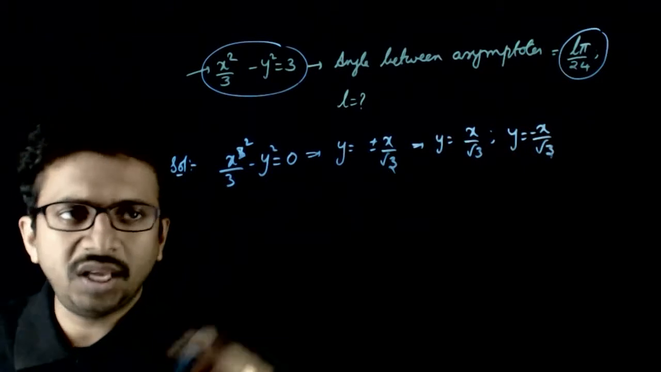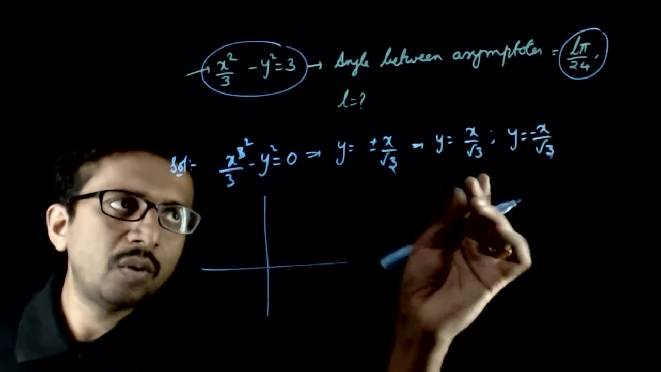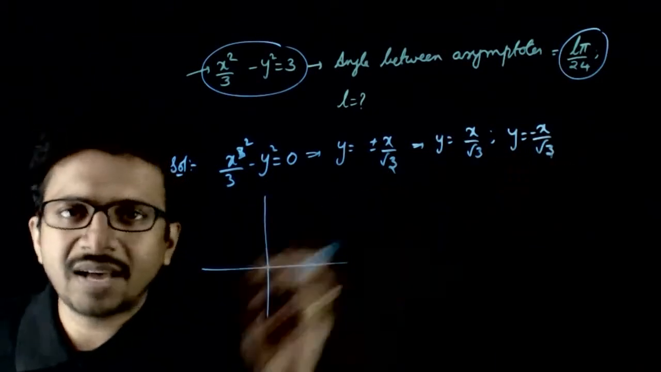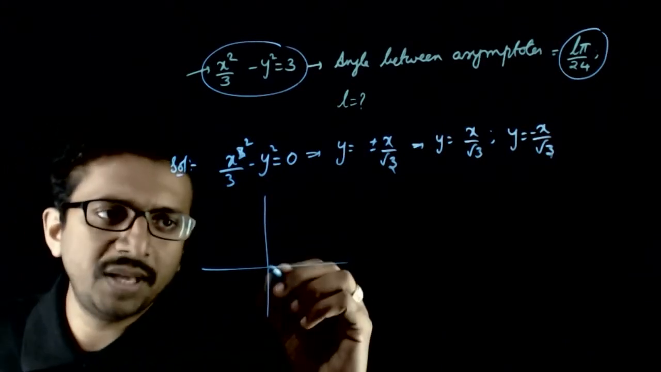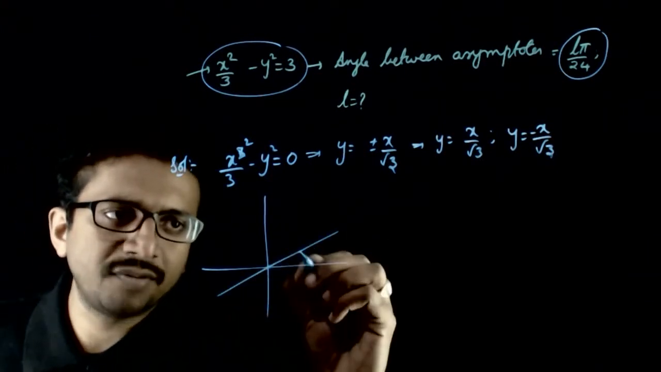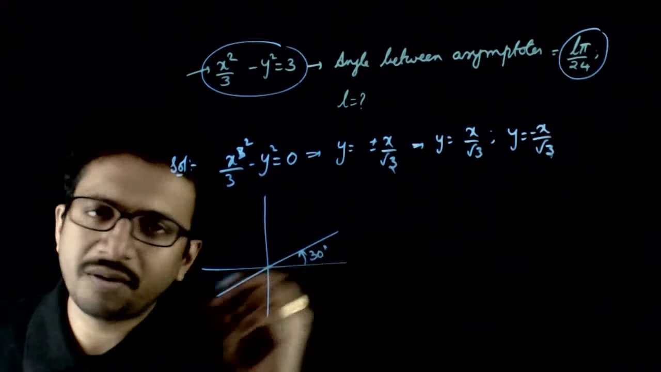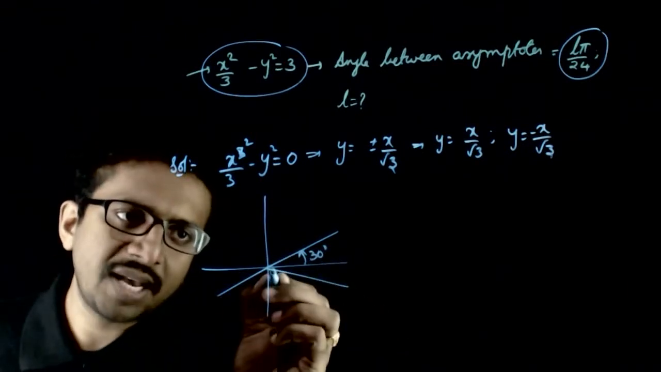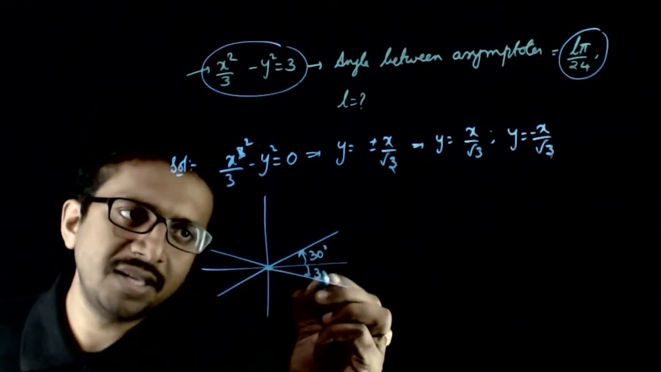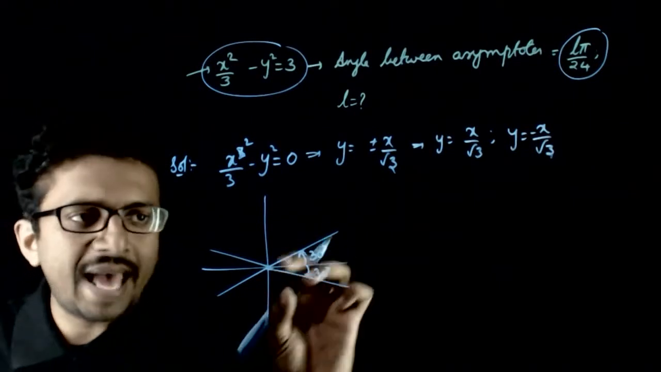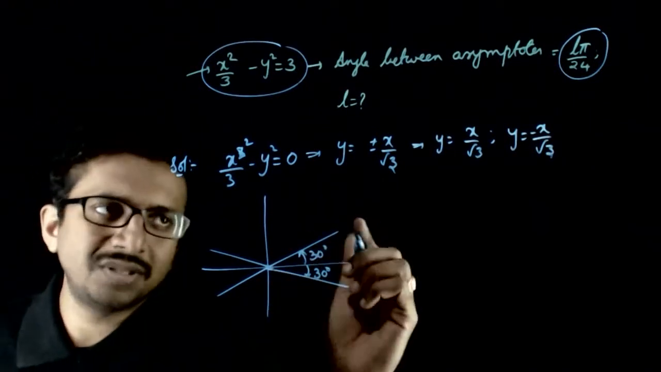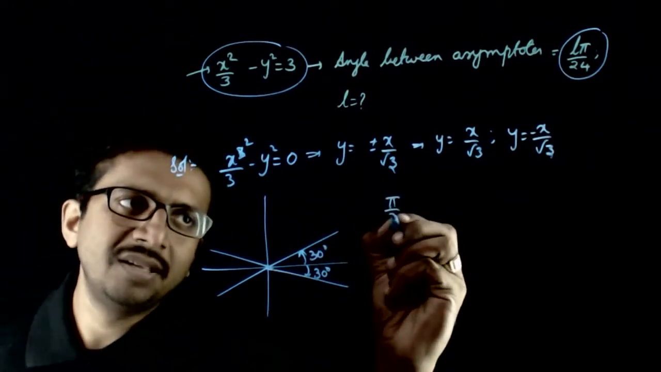So you have two equations. As you can see, one of them has slope 1 by root 3, the other has slope minus 1 by root 3. That means one of them makes an angle of 30 degrees in the positive direction of the x-axis, the other makes an angle of 30 degrees in the negative direction. So the angle between the asymptotes is 60 degrees, that is pi by 3.